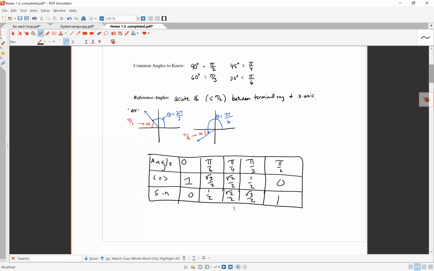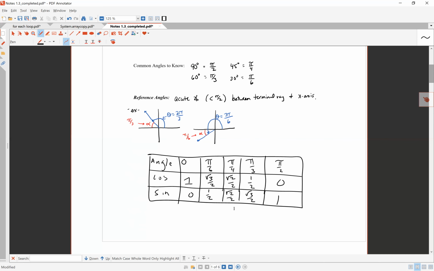So there are the angles in the first quadrant. The most important angles that you normally see in a trig course are 0, pi over 6, pi over 4, pi over 3, and then pi over 2. Notice that those angles are going in ascending order, right? The larger the denominator, the smaller the number. So pi over 6 is less than pi over 4, which is less than pi over 3, which is less than pi over 2.